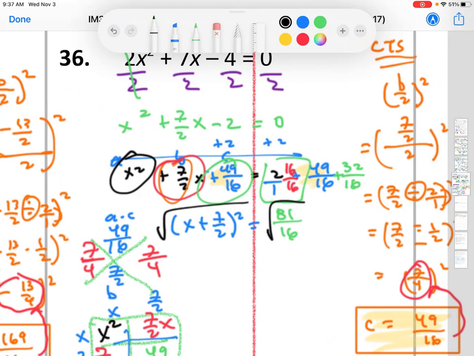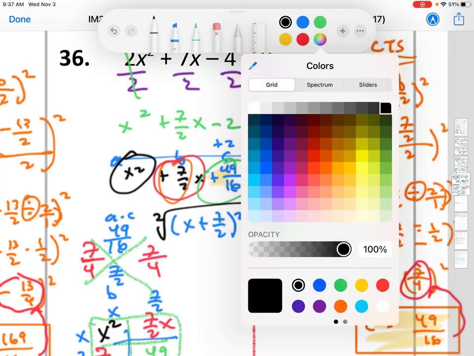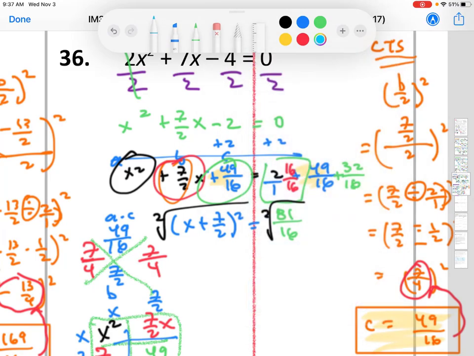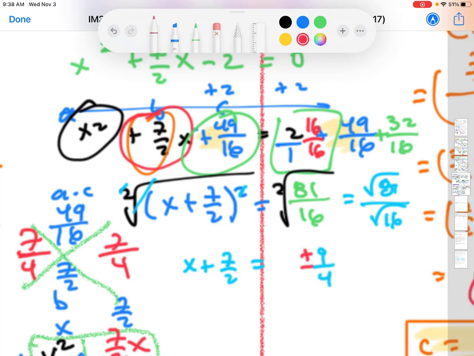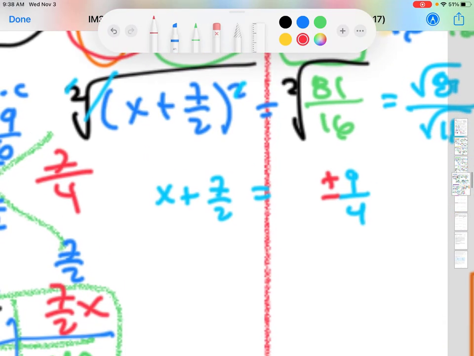Let's take the square root. So gone, gone. And square root of 81 over square root of 16, those are perfect squares, so that would be 9 over 4. And don't forget your plus or minus.